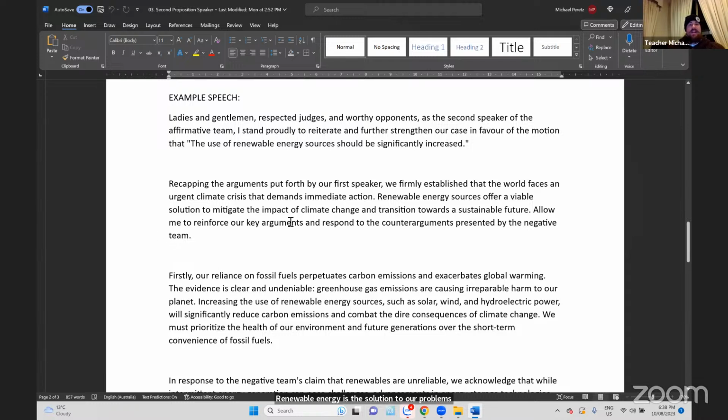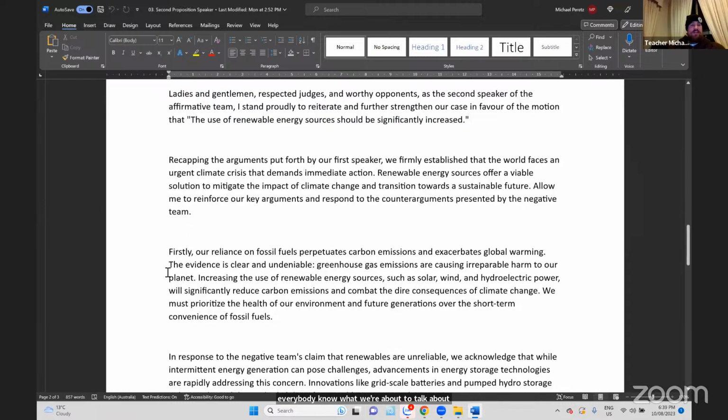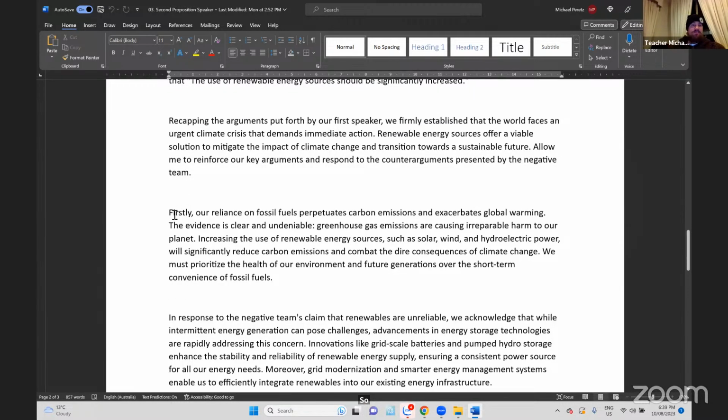Allow me to reinforce our key arguments and respond to the counter arguments presented by the negative team. So there's our, being obvious again, making sure we let everybody know what we're about to talk about. So firstly, again signposting, first thing we want to say, our reliance on fossil fuels perpetuates carbon emissions and exacerbates global warming. So we're now again pointing out reasons why we should move to green energy immediately.